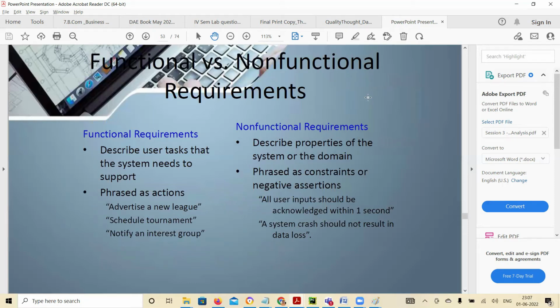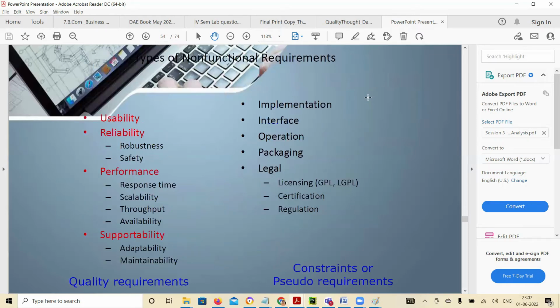So just read through this. I'm sure that you understand. We have discussed enough on functional and non-functional, isn't it? Functional is about user tasks that the system needs to support. Non-functional covers the properties of the system that is being developed. In non-functional, we have seen usability, reliability, performance, supportability, right? Constraints could be related to implementation, interface, operation, packaging, legal.